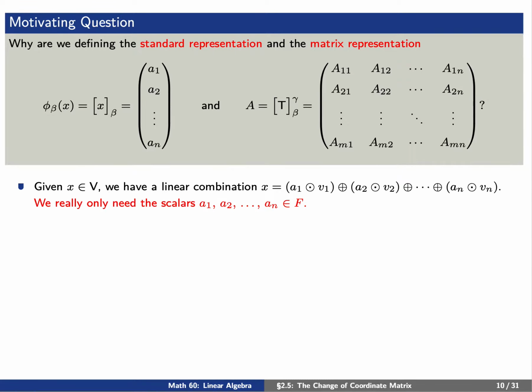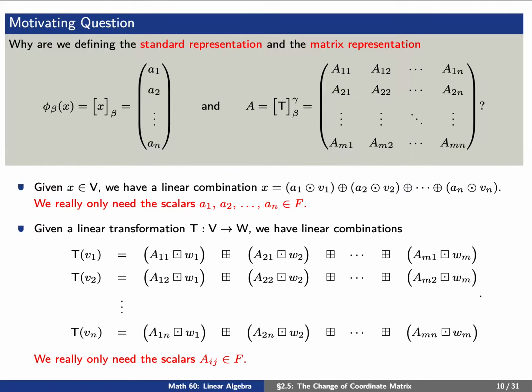For example, given a vector x in our vector space V, we know that we can express it as a linear combination of the basis beta. The standard representation just keeps track of these scalars a1, a2 through a sub n. Similarly, given a linear transformation T going from V to W, we first take the vectors v sub i in our basis beta, we then apply T to each of these basis vectors, and finally we express T of v sub i as a linear combination of the vectors w sub j from the basis gamma. The scalars that we find in the linear combinations simply form our matrix representation.